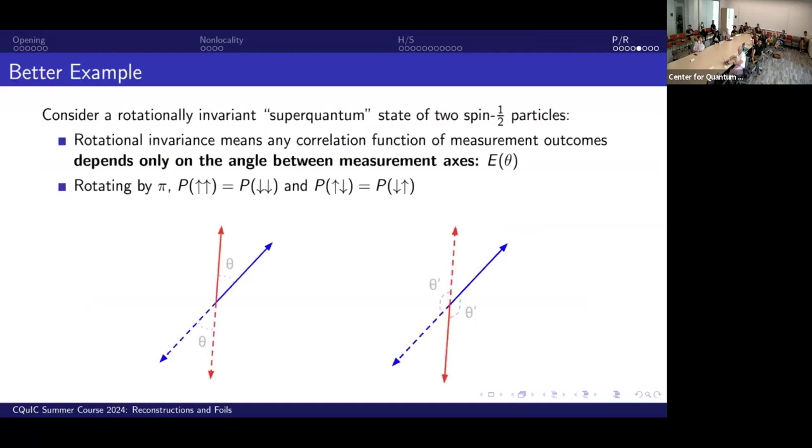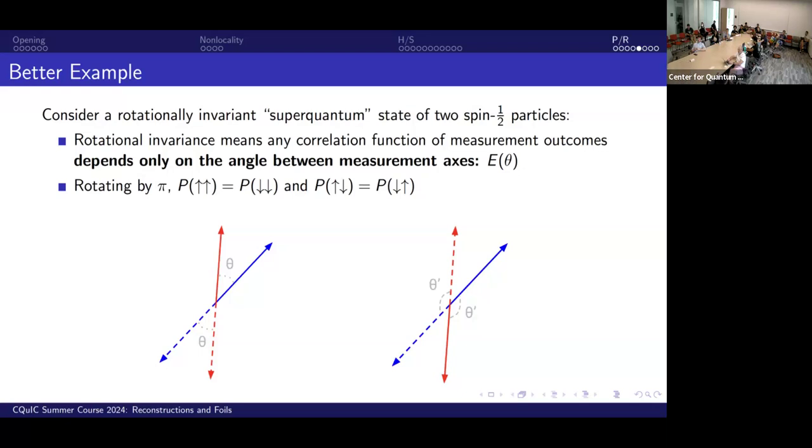As an example, that hopefully I've done correctly, consider a rotation invariant so-called super quantum state of spin half particles. Now, the fact that the state is rotationally invariant means that correlations should not depend on the direction of any individual axis, but only on the angle between the measurement axes of the 2 particles you're considering. So consider rotating both your axes by pi. You can convince yourself the probability of both spins being up should be the same as both spins being down. Probability of one being up and one being down is the same as the probability with the order swapped.